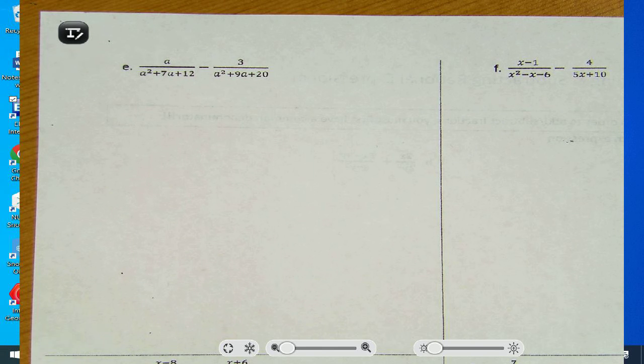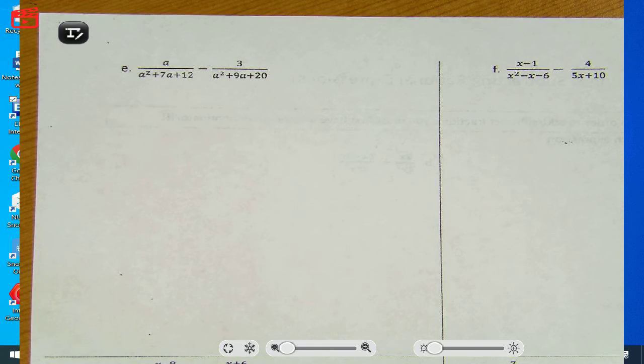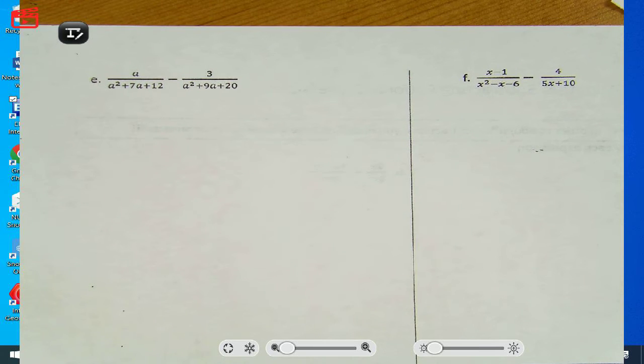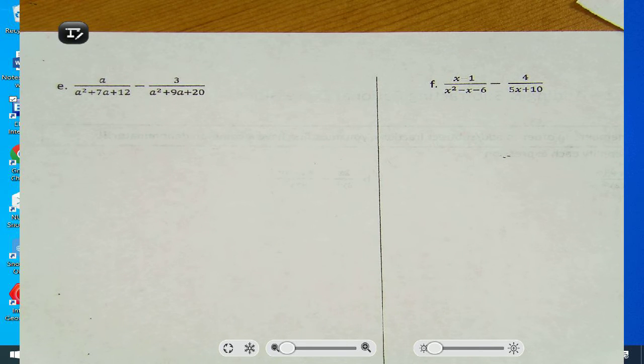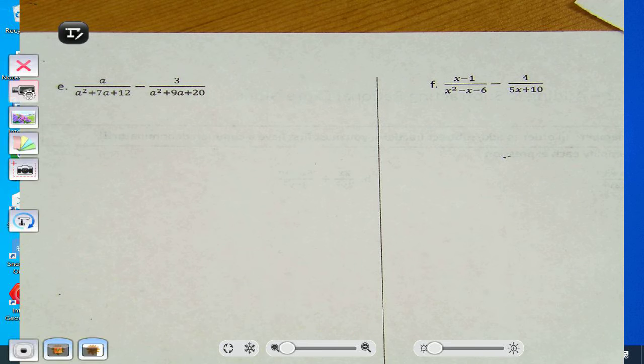We are finishing up the notes started yesterday. Today's notes are very similar to yesterday's, so if you missed yesterday, today should cover it. Okay? Alright, so we're starting with example E.